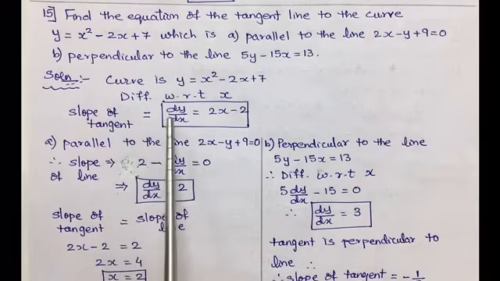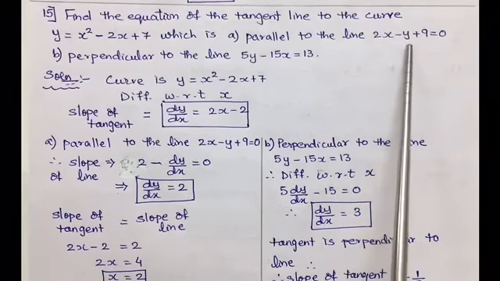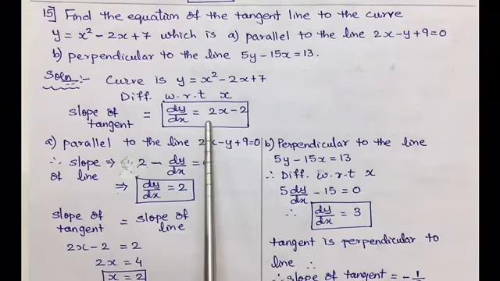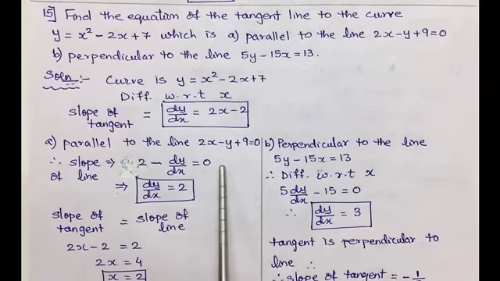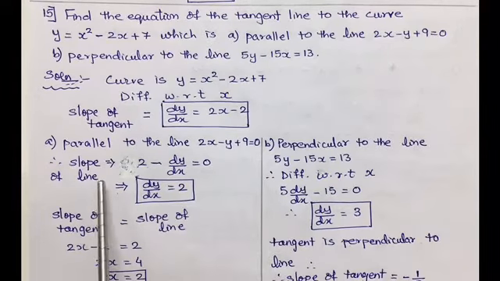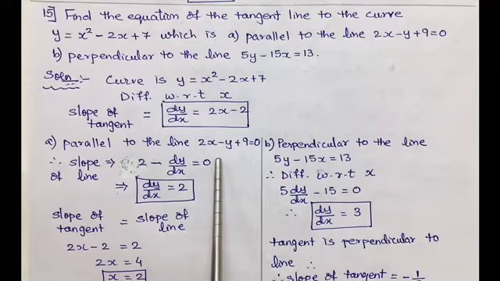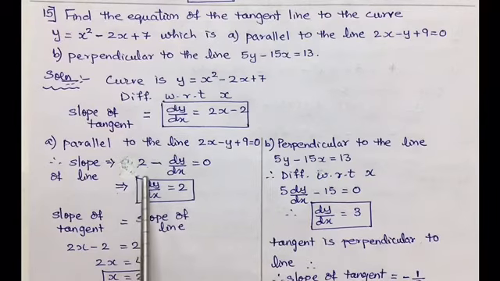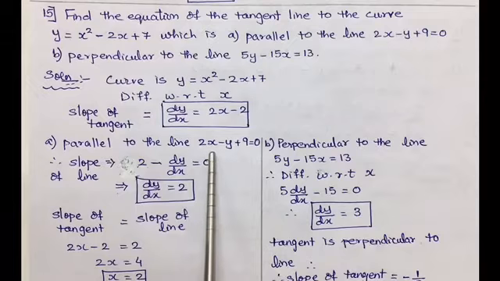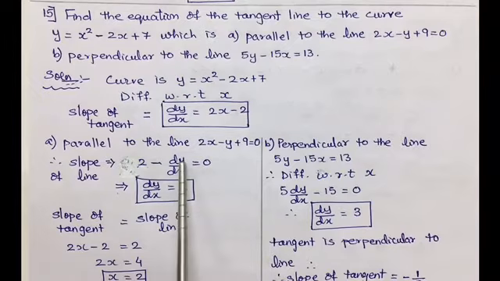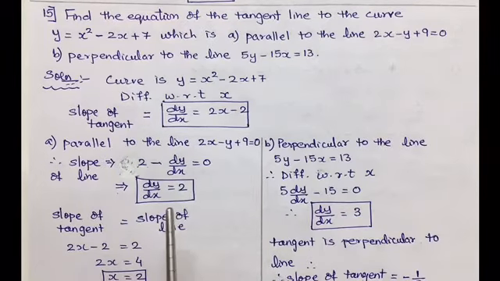Now this tangent is parallel to the line 2x minus y plus 9 equal to 0. So the slope of the tangent and the slope of the line will be equal. Now calculating the slope of the line, we will differentiate this equation with respect to x. So differentiating it, the derivative of x is 1, so 2 minus the derivative of y, dy by dx, equal to 0. So the slope of the line becomes dy by dx is equal to 2.